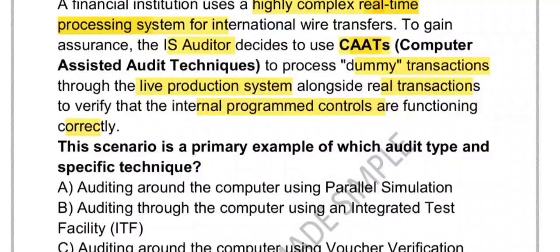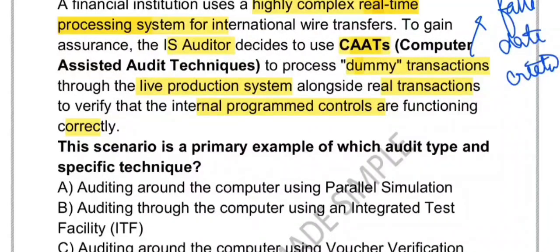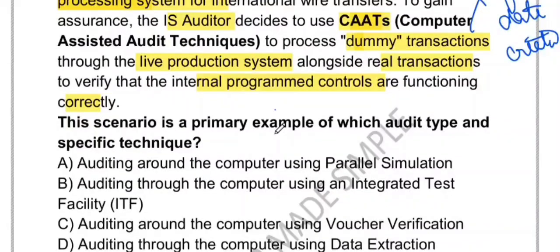Third thing they have mentioned is the dummy transaction. What does it mean? It simply means that fake data is being created deliberately. Fourth thing they have given is the production system, or we can say processing through the live production system, which is a very important clue. Dummy data is mixed with real data, right? That is what is happening. And lastly, they have given verify internal program control, which means the auditor is testing the authorization checks, limits, and validation.